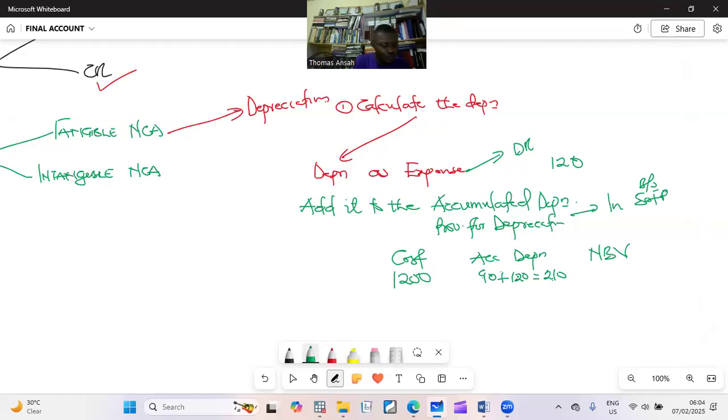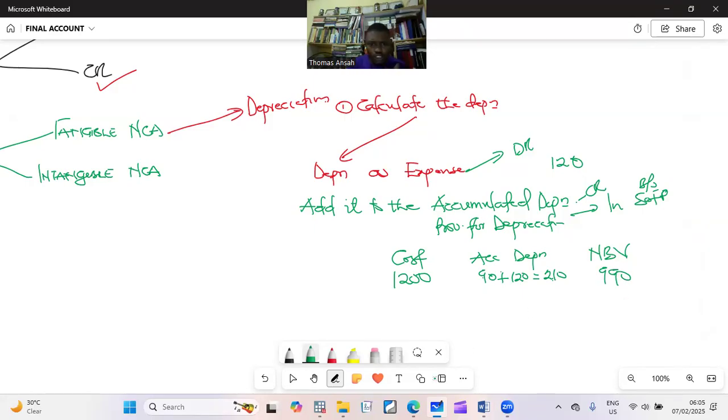So what is the net book value? We have learned net book value. It is the cost minus accumulated depreciation. So 1,200 minus 210 is 990. This is how we do it. So you have satisfied the double entry. You saw that this one is a credit in the accumulated depreciation. So all the additional information, you will do it like that, one by one, one by one, one by one. That is how we do it.